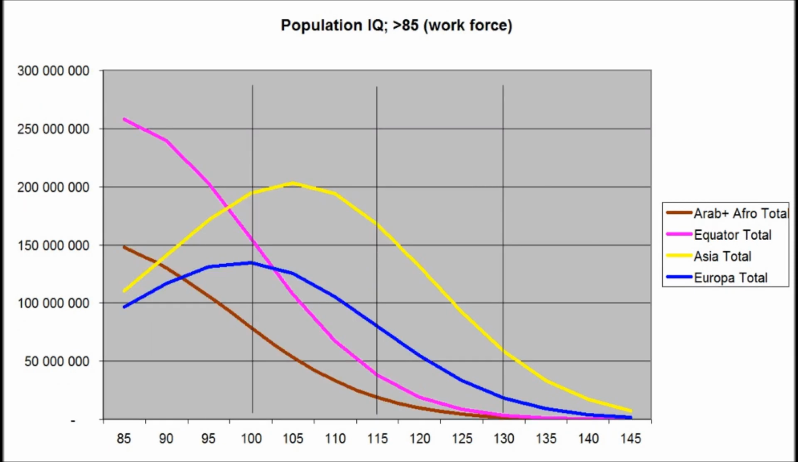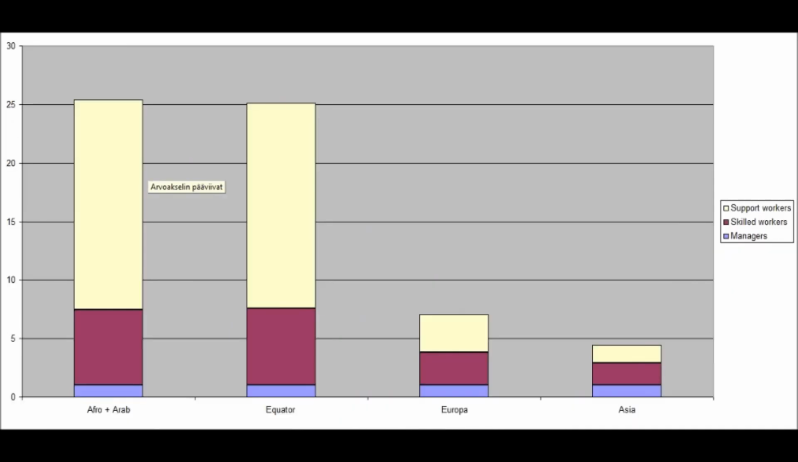This graph gives an idea about the workforce quality in different regions of the world, how many supportive workers, skilled workers, managers or leaders there are. But from the previous graph it's difficult to understand what it really means when there is a certain number of managers and a certain number of support workers. Here the same situation is shown in a way that there is one manager and how many skilled workers or support workers such a manager would have as employees.